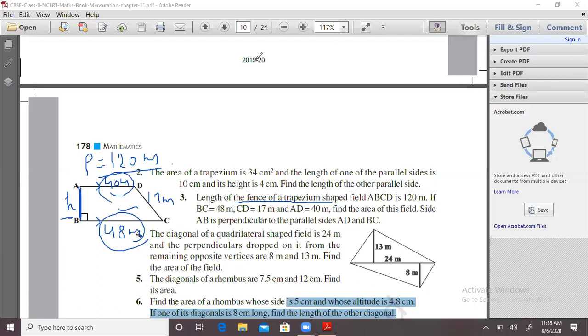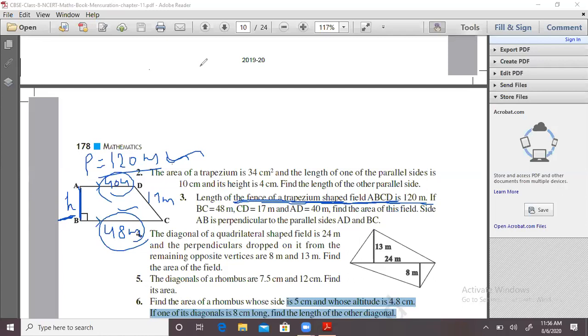We have to find out height here and we have given perimeter. Perimeter is given, height we have to find out, sum of parallel sides is given, then we will find out area. To find out area, we need to find out height, and to find out height, we'll use here perimeter. Right? Again, I'm repeating the question. Here you have given fence of trapezium, length of fence of trapezium shaped field ABCD is 120 meters. So perimeter of trapezium is given 120 meter.